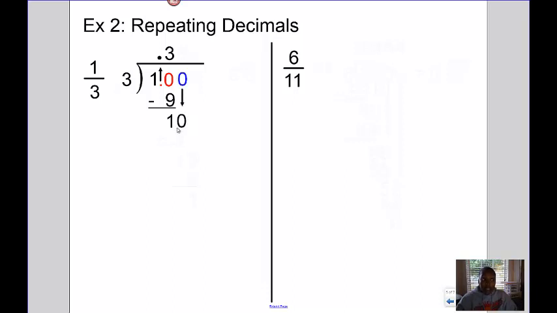So now I'm going to divide 3 into 10. It goes in there 3 times. 3 times 3 is 9. I subtract, and I get 1 again.